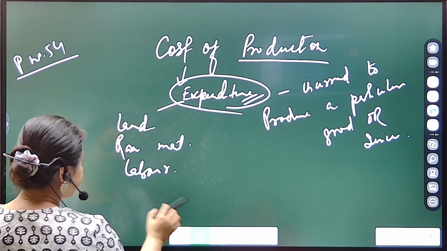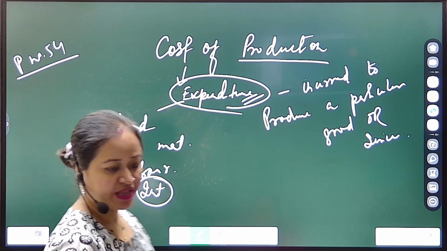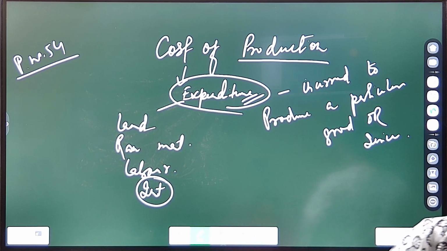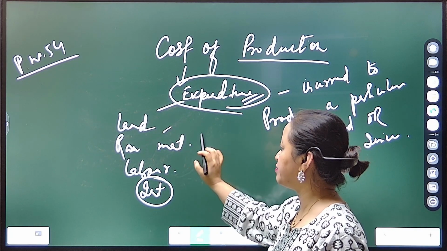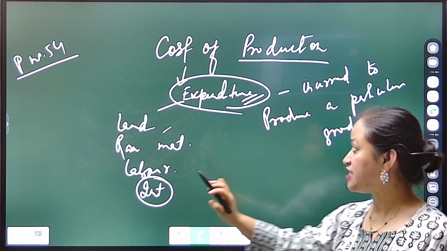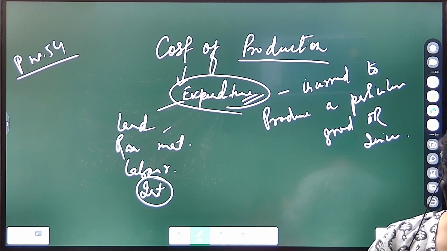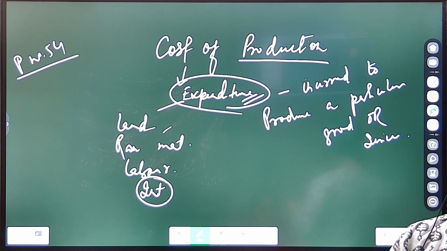You are taking a loan and for that you are paying interest and all, right? So to get land, labor, and capital, whatever expenses are required to produce a particular product, that is called your cost of production: land, labor, capital, fine. So that is your cost of production all about. Here, what are the various costs, that we will be discussing in this chapter.